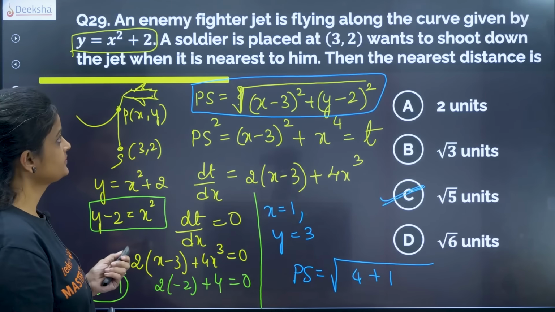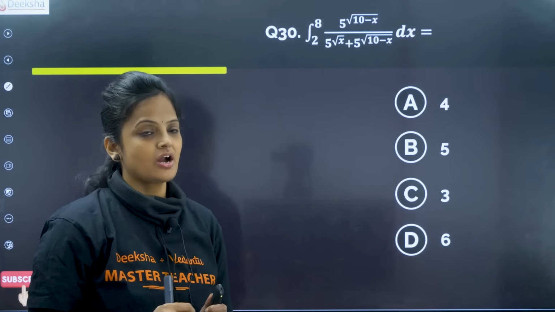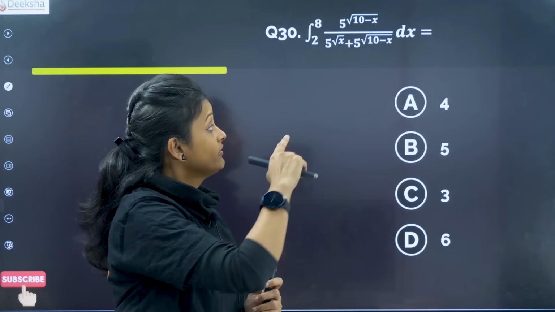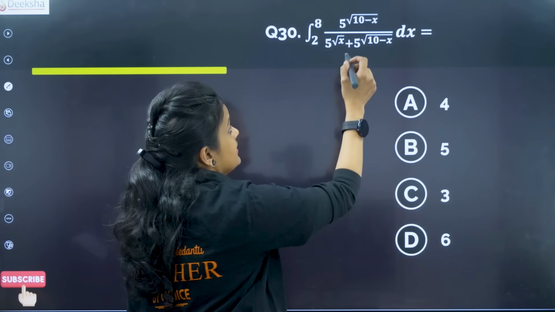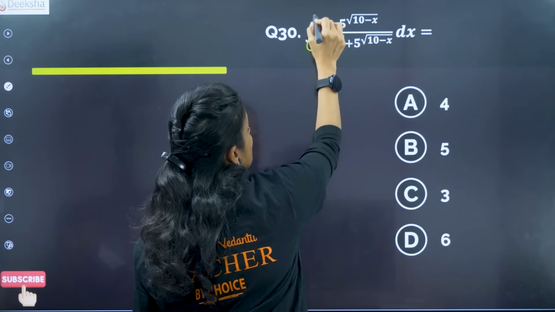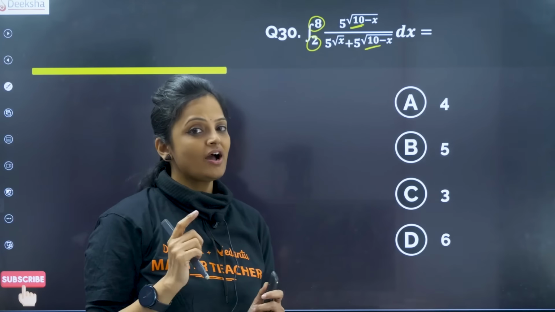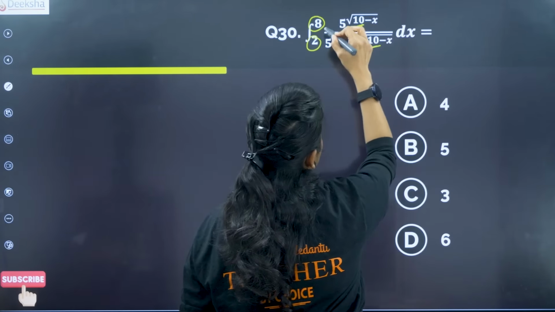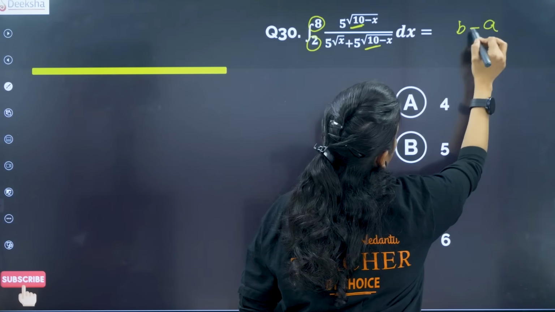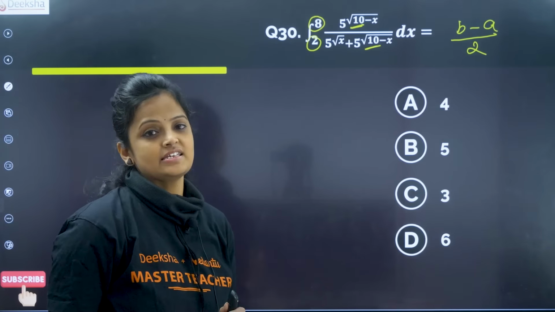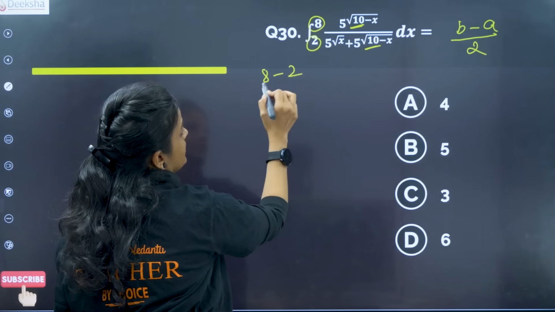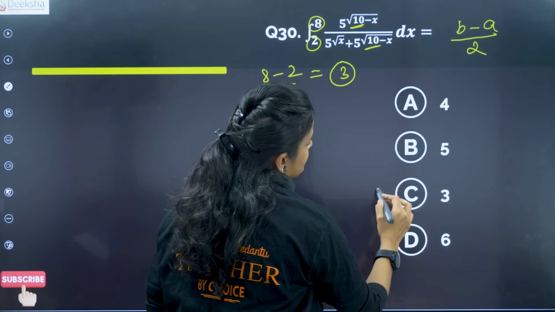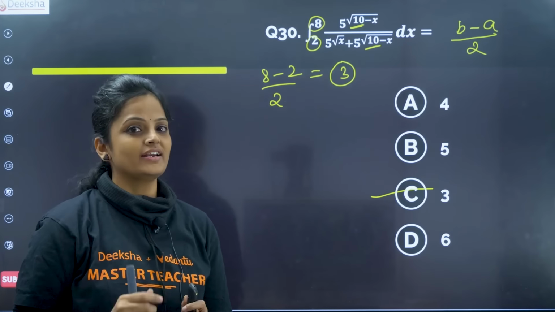Got it? Question number 30. See how the question is given. Integration with lower limit 2 and upper limit 8, and that only you have to observe, the sum of this is given here. When you have such questions, directly write the answer. What will be the answer? Upper limit minus lower limit divided by 2. Very easy. So 8 minus 2 by 2, 6 by 2 will be 3. So option C will be your answer. You have to identify that.